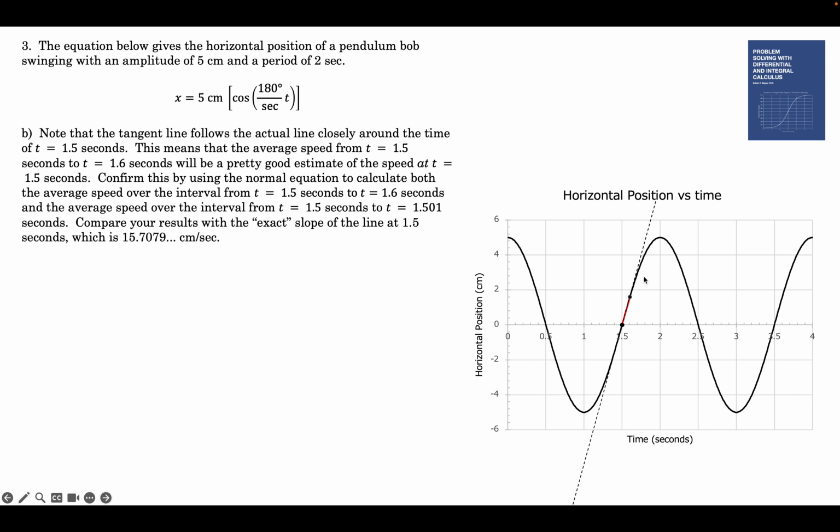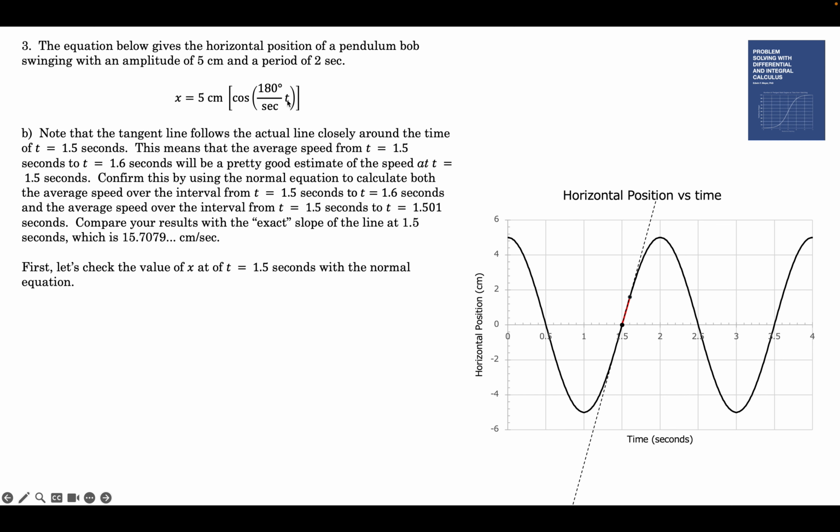It's actually curving over a little bit, so maybe our average speed is going to be less than here because it's slowing down. The average speed over this interval is going to be less than the speed here. Not by much. Okay, so let's check where it is at 1.5 seconds, and we can use the normal equation.